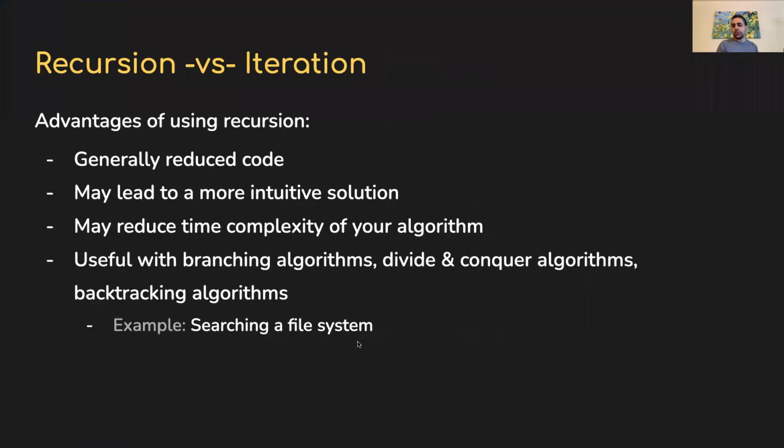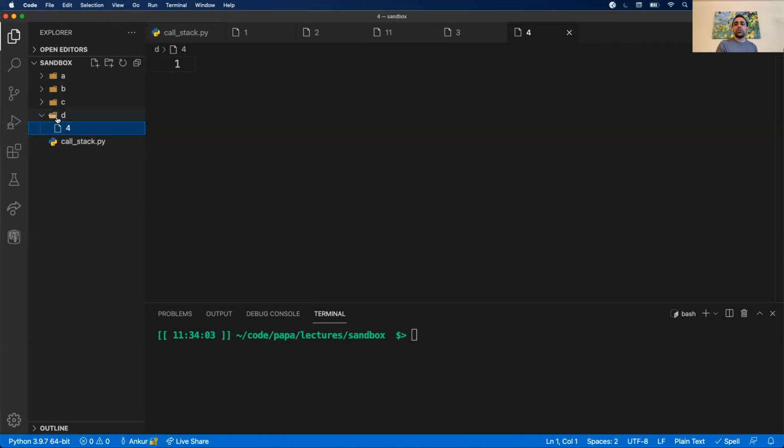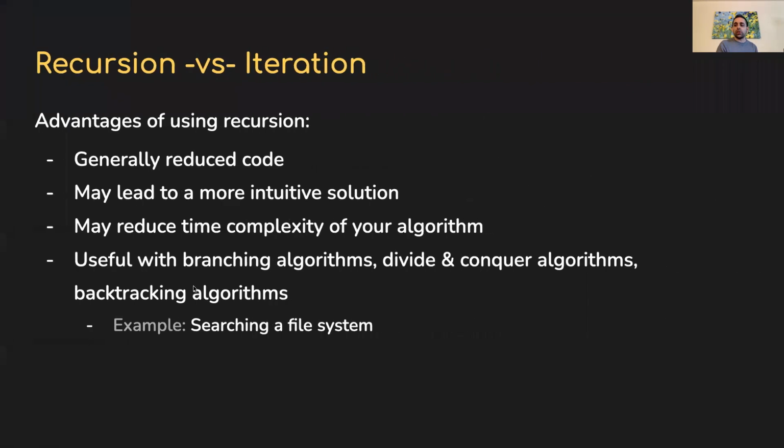So again, file system search, recursion is the way it's done. You could do that iteratively, but sorry, let me amend what I just said. It might not necessarily change the way you're searching, but it's going to change the way your algorithm looks. So file system, recursive is the way to go, rather than having a bunch of if statements to control your flow.